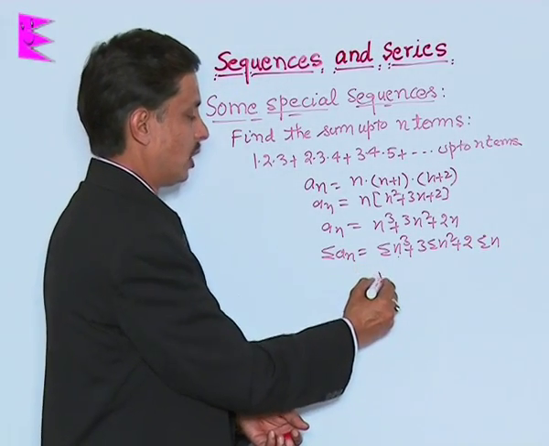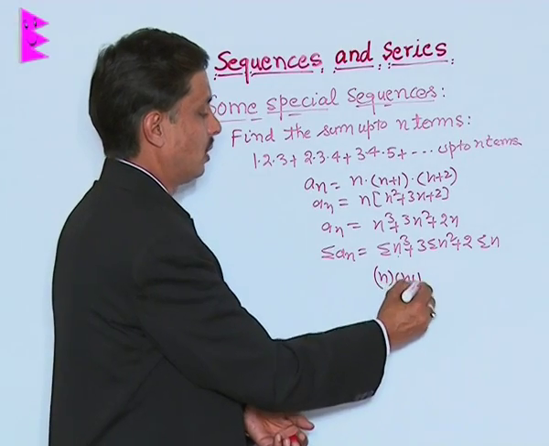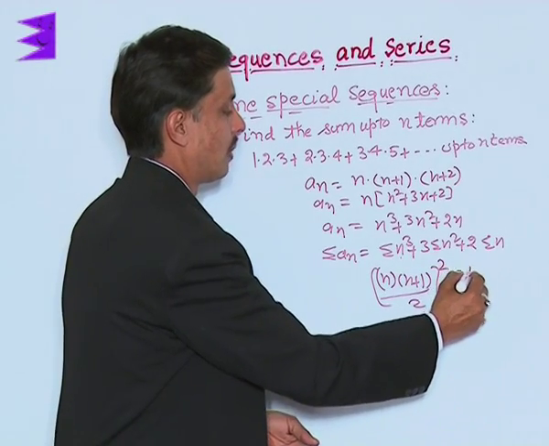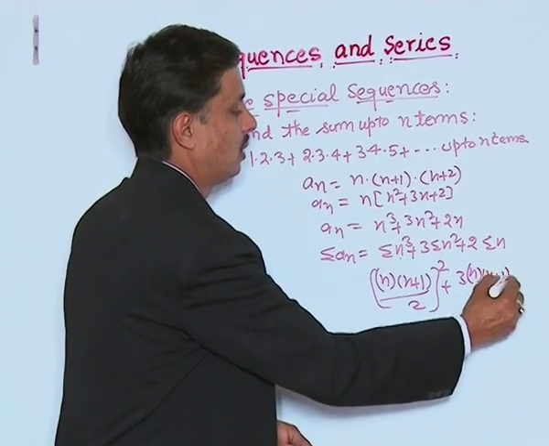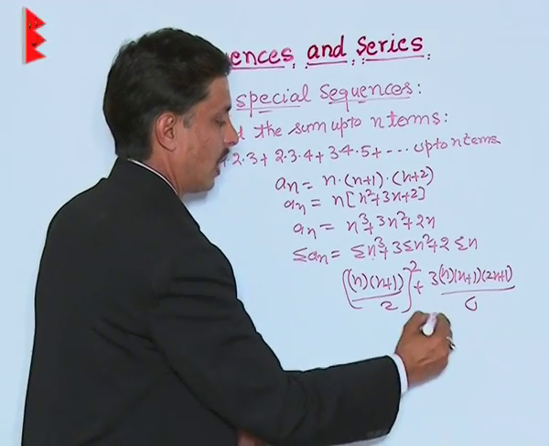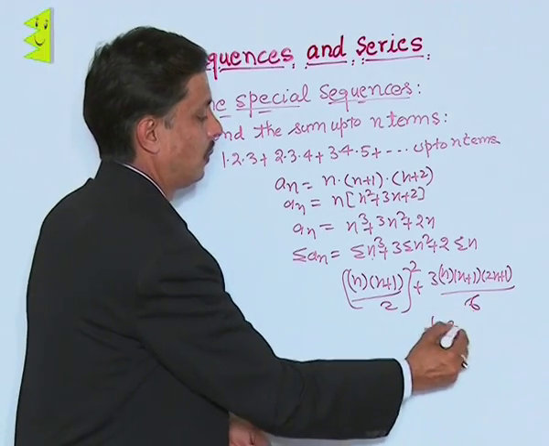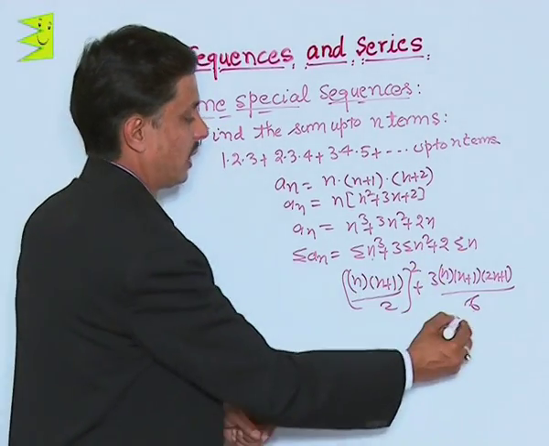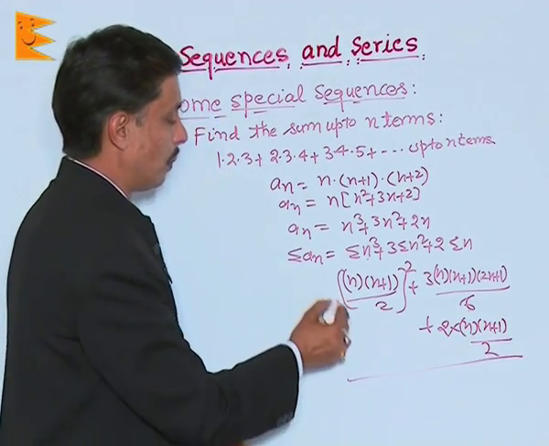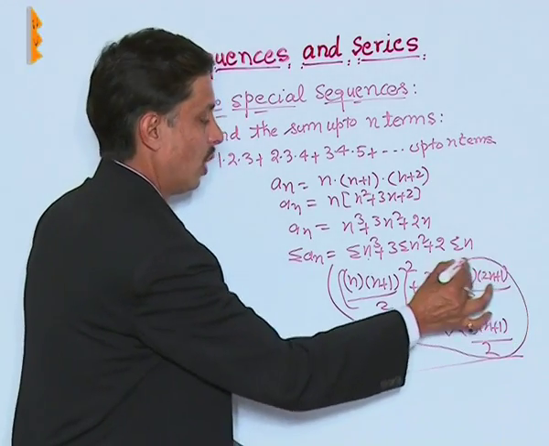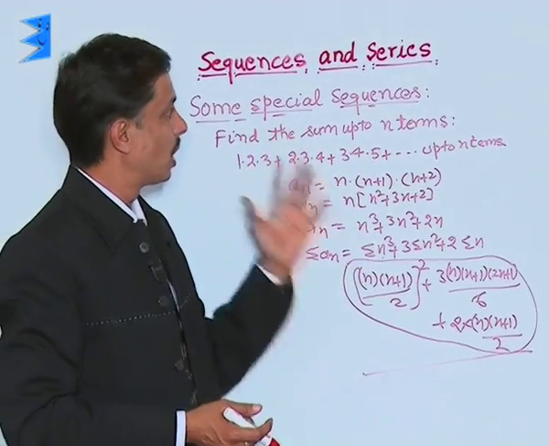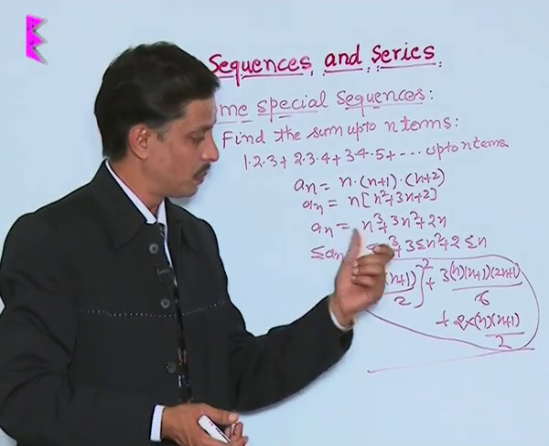Sigma n cube result you must know, it is n into n plus 1 upon 2 whole square, plus 3 sigma n square means n into n plus 1 into 2n plus 1 upon 6, plus twice of sigma n, that is n into n plus 1 upon 2. So, simplification of this will give us the sum of n terms of this series, which comes under the topic some special sequences.